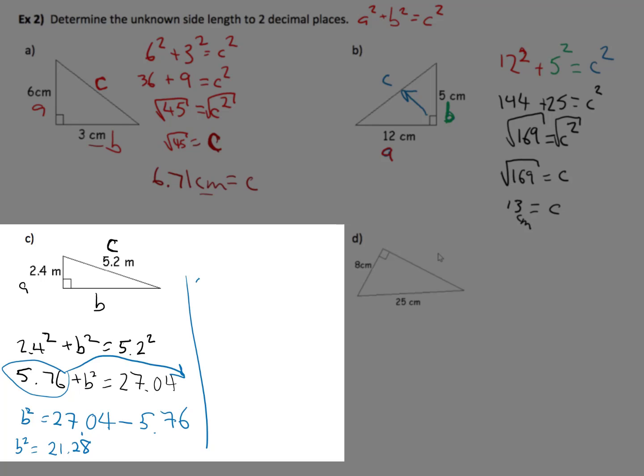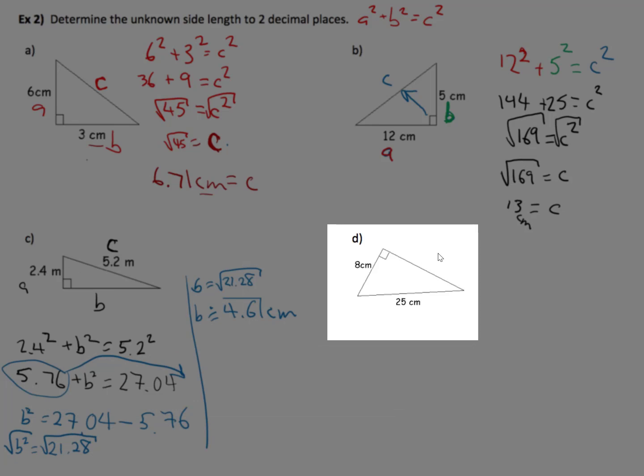21.28. Then we're going to end up with B equals the square root, because we're taking the square root of both sides, of 21.28. And that is B equals about, because we're rounding it, 4.61 centimeters. Don't forget to take the square root of both sides when you do that. That's where a lot of students forget the last step. Last step is always taking the square root.